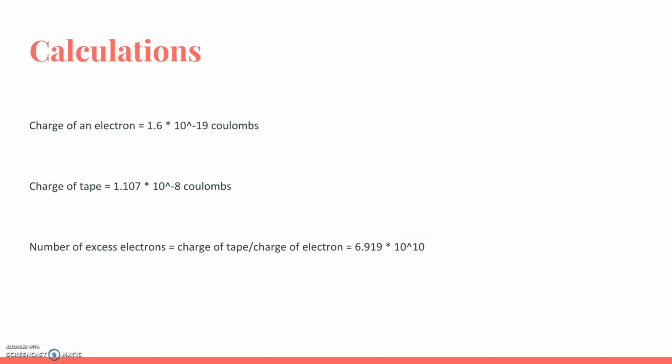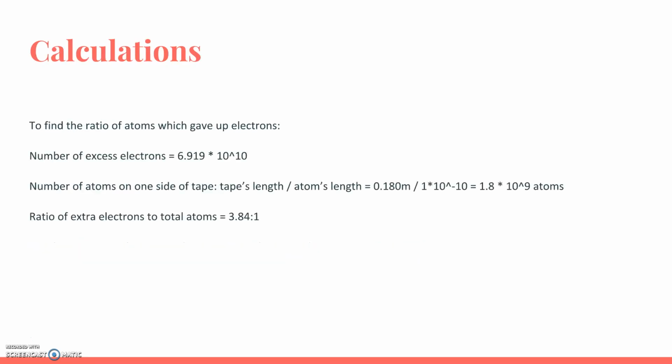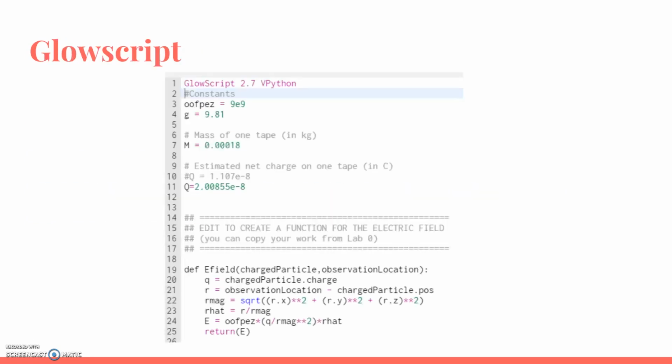And then to calculate the number of excess electrons, I just divided the charge of the tape by the charge of an electron. And to find the ratio of electrons which the tape gave up, I took the number of excess electrons and the number of atoms on one side of the tape, and then I was able to use that to find the ratio of extra electrons to the total atoms.